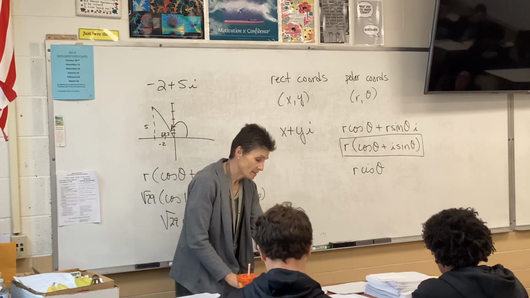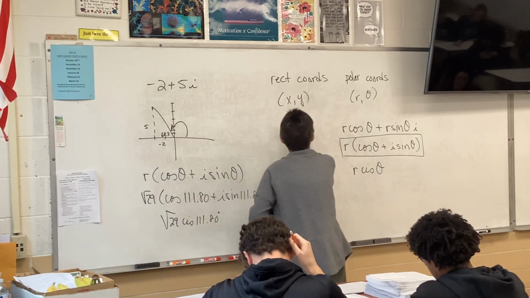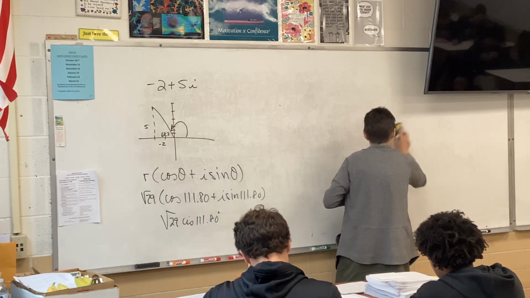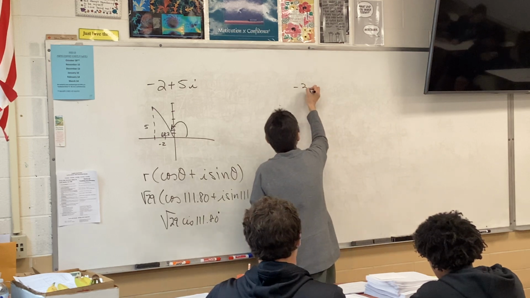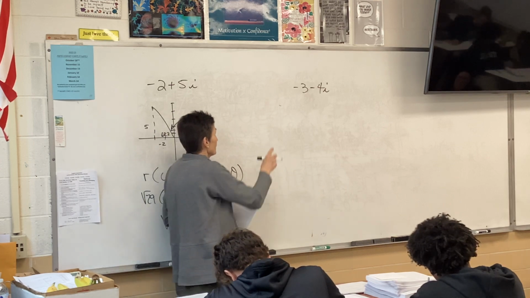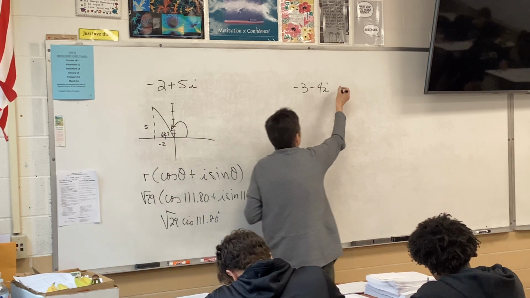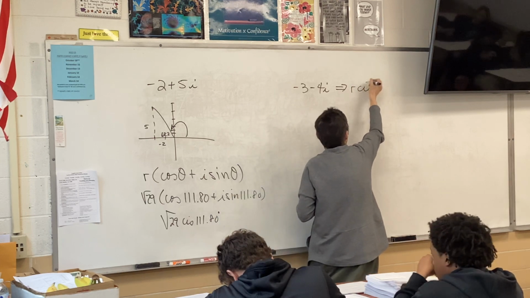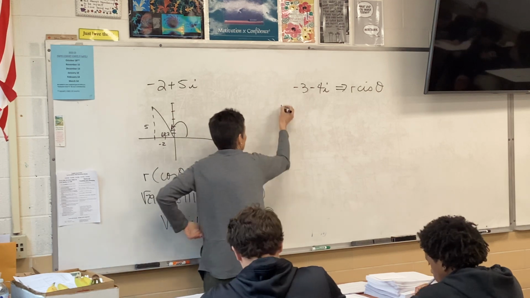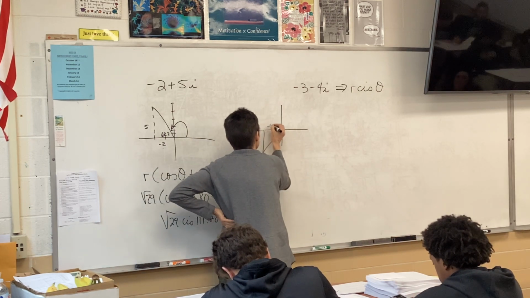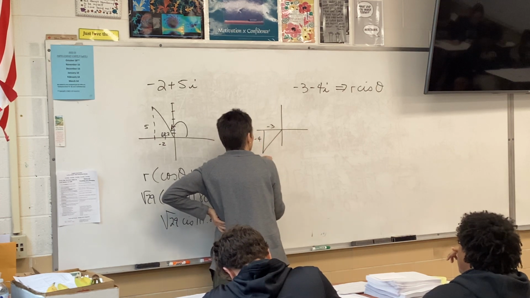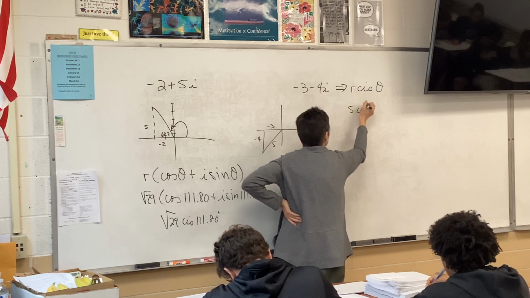We'll do this one in radians. -3 minus 4i. We'll do this one in radians just so we're getting some practice. We're changing it into polar form, which means you need an r and a theta. I like to draw pictures of these. You certainly don't have to, but I think it helps. What's my r? 5.